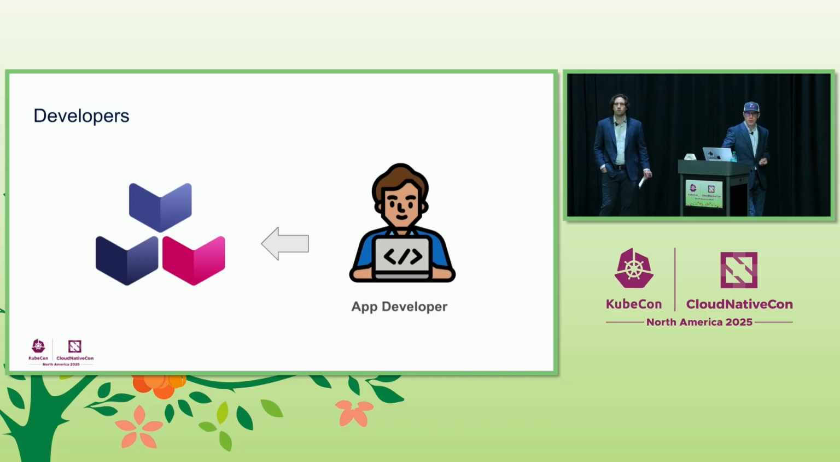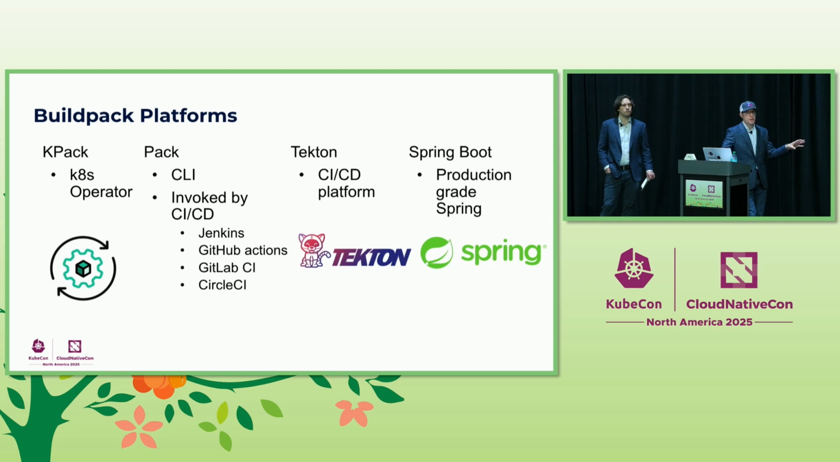Fortunately for them and for the platform engineers, there are a number of options in terms of adopting buildpacks within your platform. There's kpack, which is a K8s operator for running buildpack builds in a cluster. There's the pack CLI, which is a binary that you can run locally. You can also drop it into Jenkins. And then we also have GitHub Actions and other CI integrations built around this platform, so you can run it in those platforms. There's a Tekton integration, and then there's Spring Boot, which can just run in your traditional CI environment.